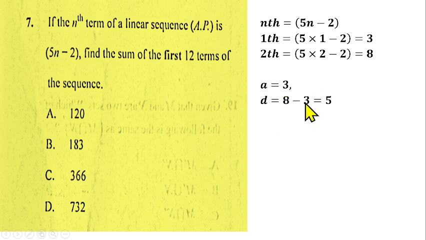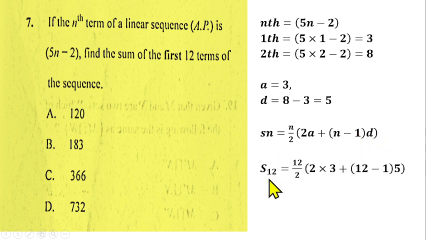Now that we know the first term and the common difference, you can find the sum of the 12th term. So the sum of n terms in an AP is n over 2 into 2a plus n minus 1 multiplied by the common difference. So that means we are summing 12 terms together. That will be 12 over 2 into 2 times 3, because our a is 3, plus 12 minus 1 multiplied by the common difference, which is 5.